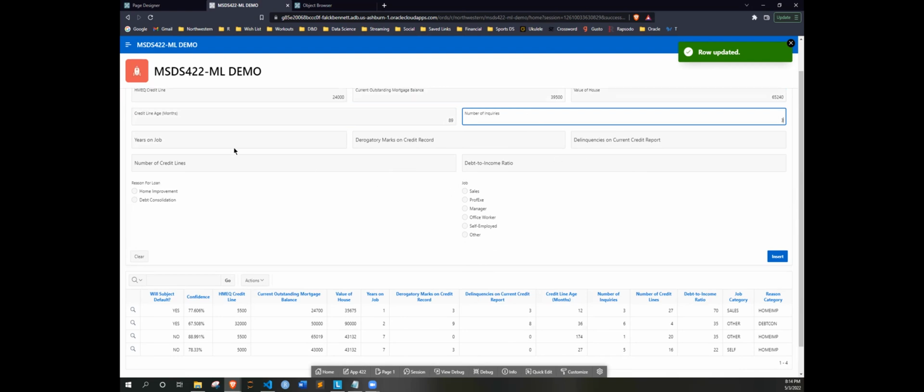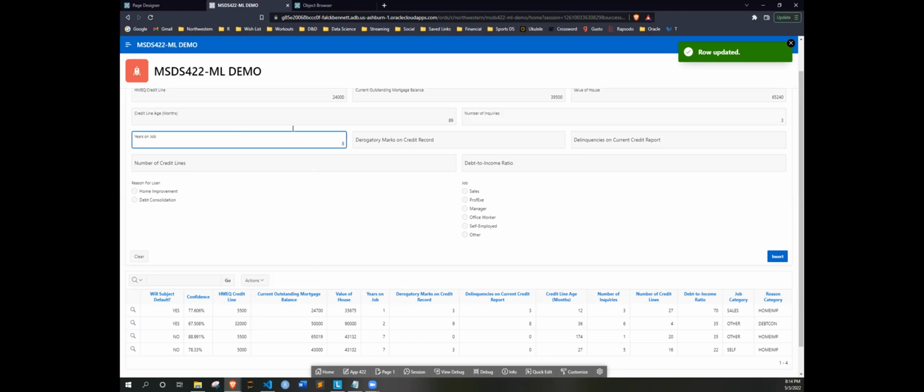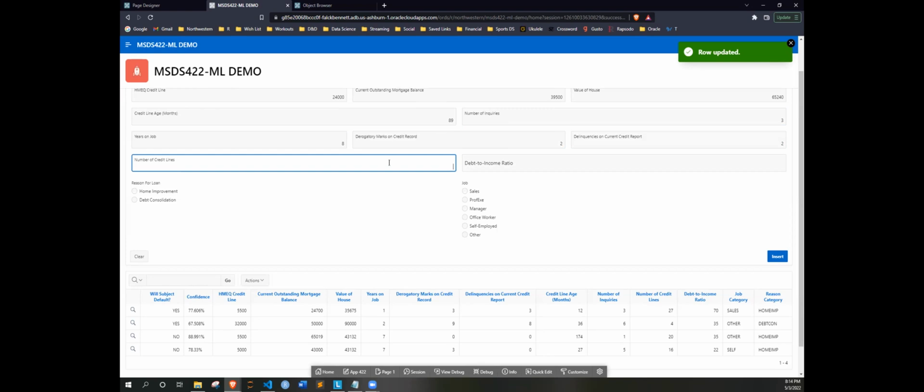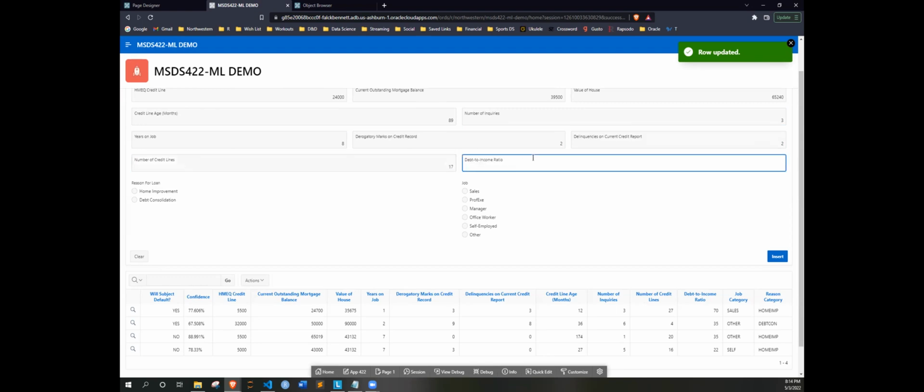Let's call that 3 years on the job. Let's say they've been on the job for 8 years. There are 2 derogatory marks on their credit report. Let's go with 2 delinquencies. Number of credit lines, maybe 3. That's actually maybe a little low. Let's put that at 17. And debt to income ratio, we'll put that at a nice 28% or 28 ratio there. We'll say that this is for debt consolidation, and then this is for a person in the sales industry.